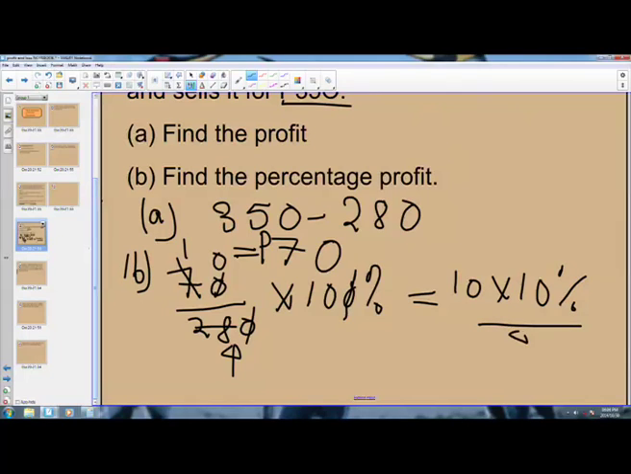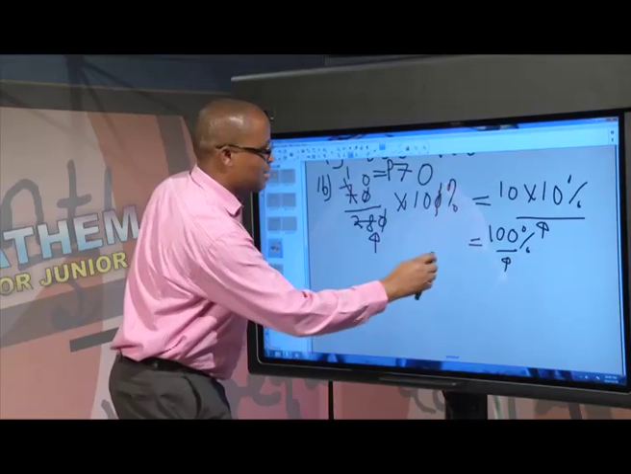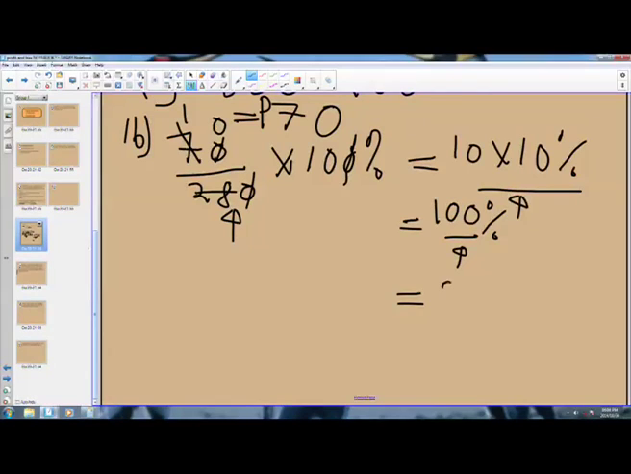divided by 4. This is just 10 times 10 is 100 divided by 4. It's 100% divided by 4. What do we get? 100 divided by 4. This will be 25%. So the percentage profit is 25%. So this is our percentage profit.